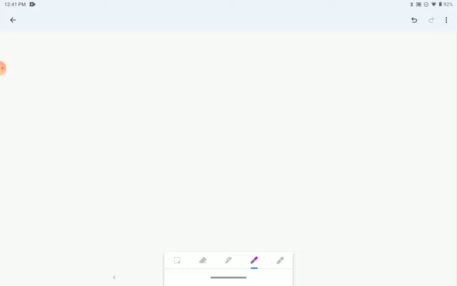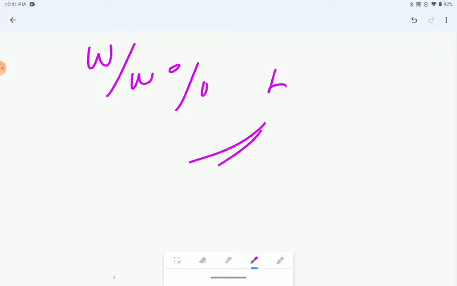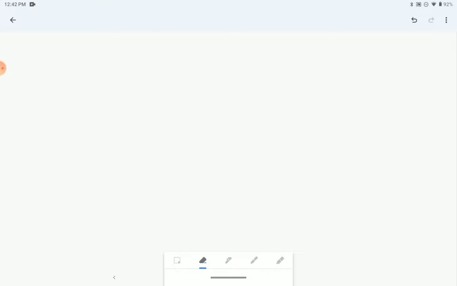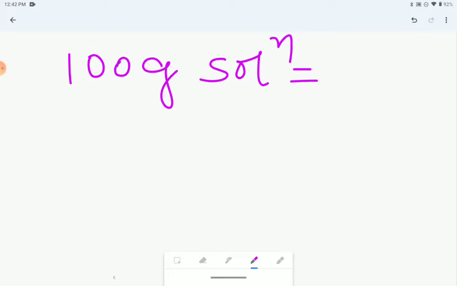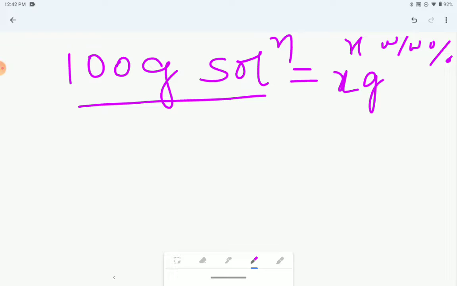First of all, weight by weight percentage. I already taught this in the basics classes of chemistry, which is the first video of our channel. In case you didn't listen, I will once again teach you. Weight by weight percentage means, let's say x weight by weight percentage is given in the question, then it means that in 100 grams of that solution, x grams of solute is present.